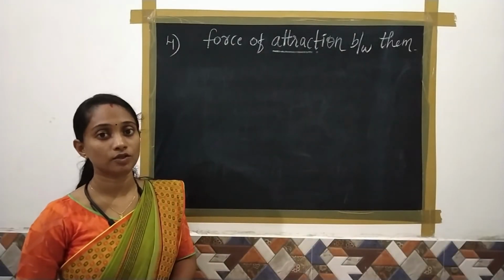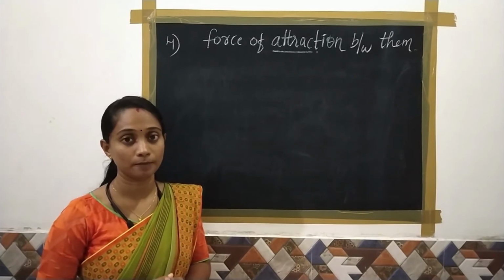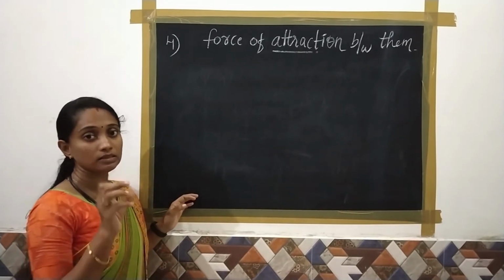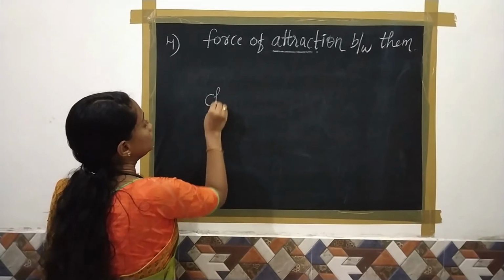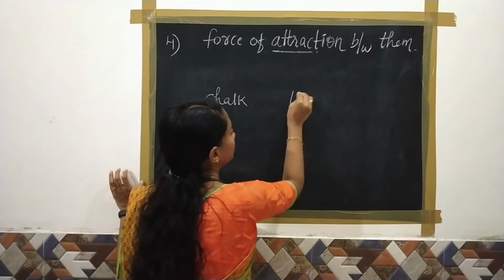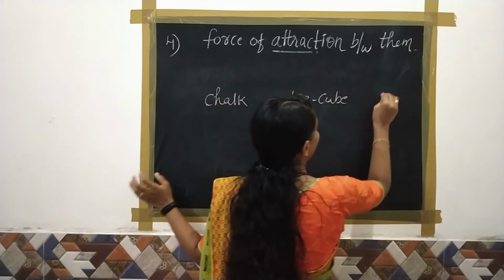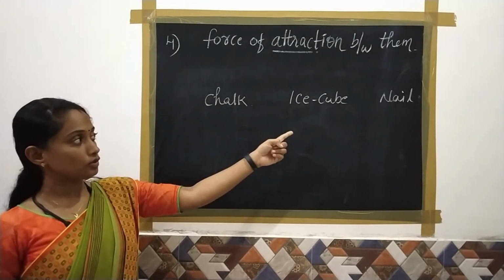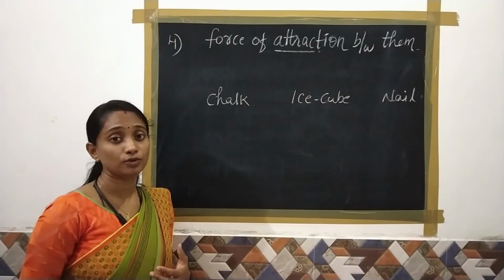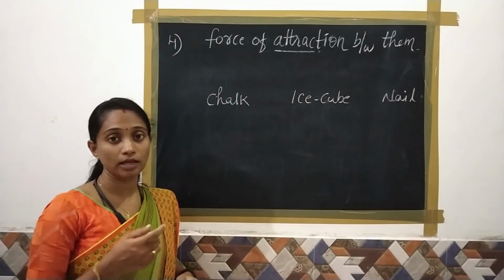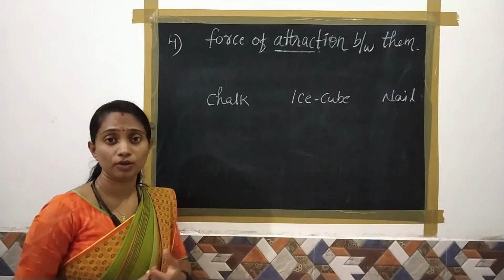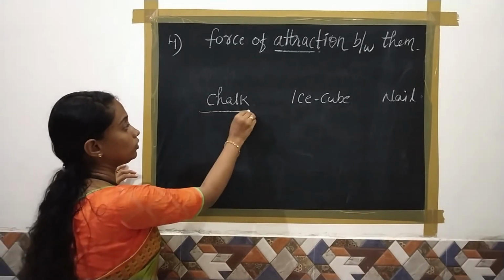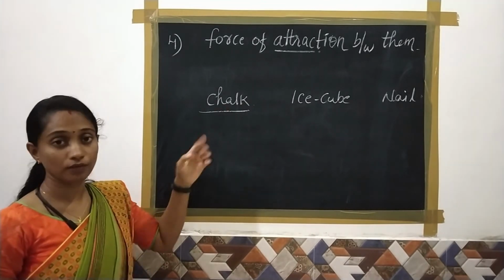Let's move to the last characteristic, that is, particles of matter have a force of attraction between them. Now I am going to do a small activity. I need three substances: first chalk, second an ice cube, and third iron nails. I will try to break these three substances with the help of a hammer. Which one can I break quickly? Do you know the answer? It is chalk, because when I hit the chalk with a hammer, it is very easy to break it into five or six pieces.